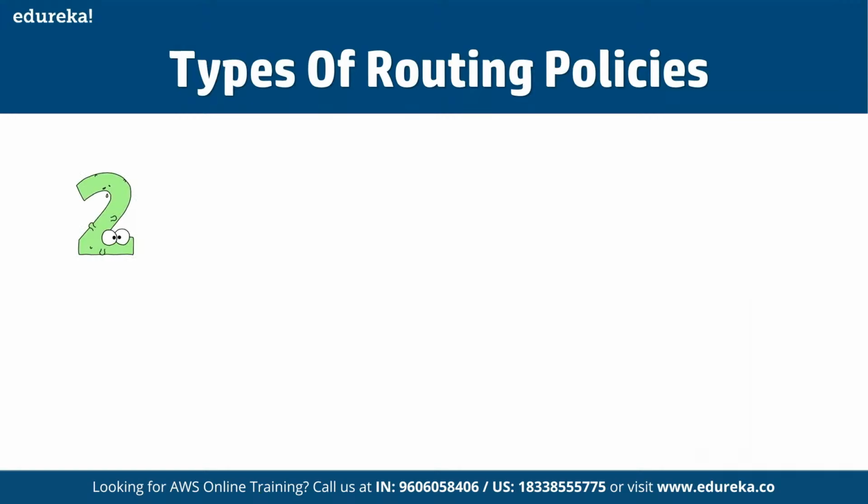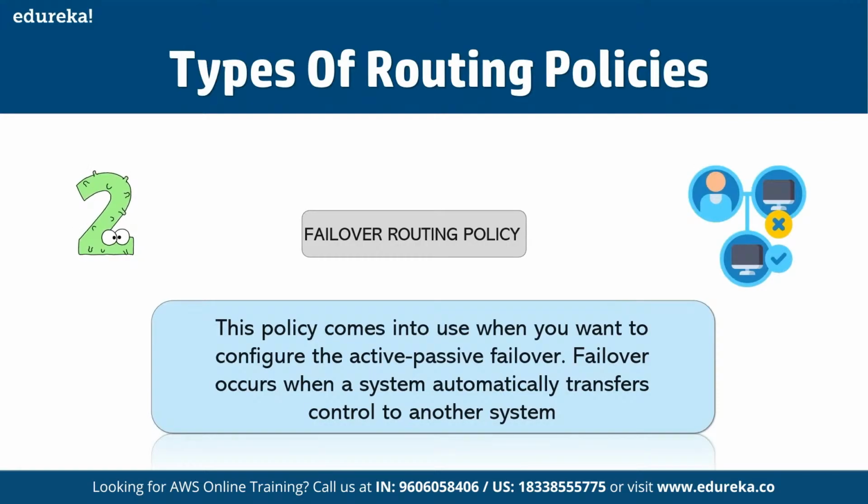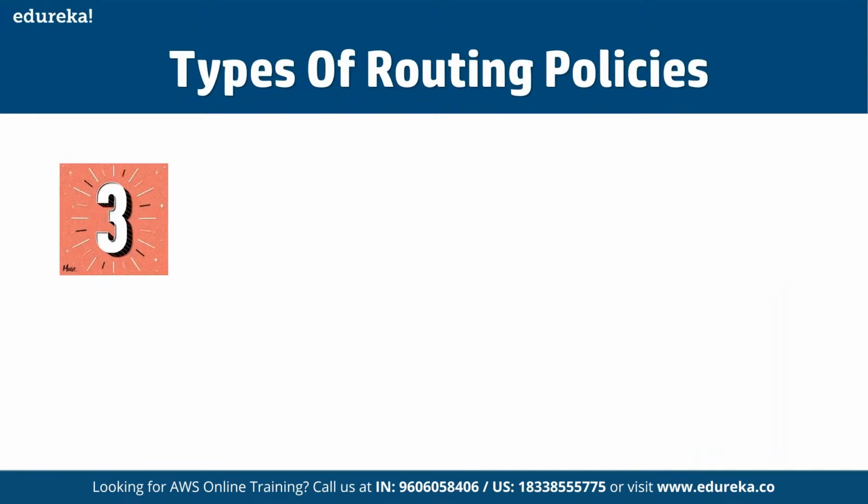Second one, which we see here, is the failover routing policy. So I have 2 servers which are running in parallel and all the requests are going to the first server. But the moment this first server fails, all the requests will automatically be routed to the second server, which is called failover routing policy. So the traffic will go to the second server only if the first one has failed. So this always stays as a backup.